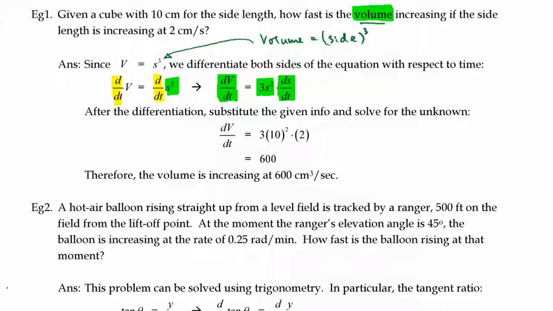how fast the volume is changing by making a substitution using the side length, which is 10 cm long, and then the rate of change of its side length, the change of its side length with respect to time, which is 2 cm per second. As you substitute these two numbers into the equation, we can then figure out the change of volume of this cube.